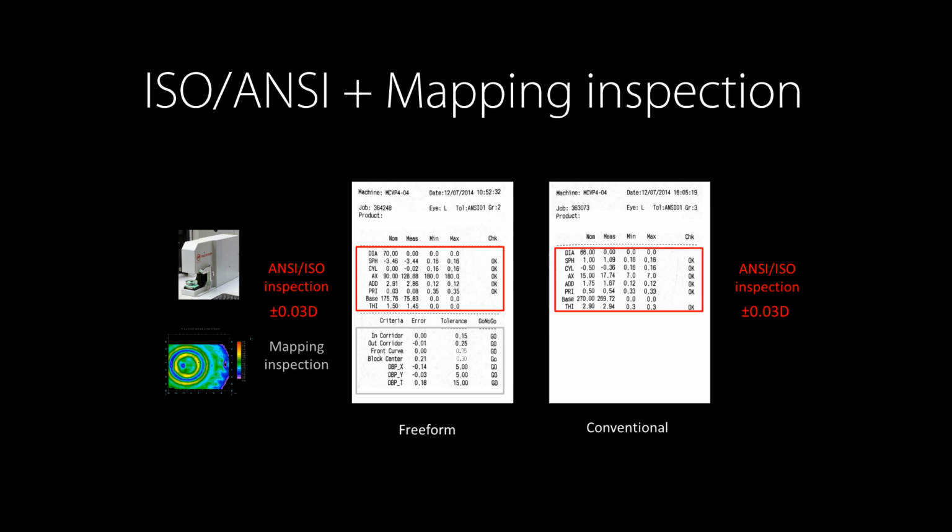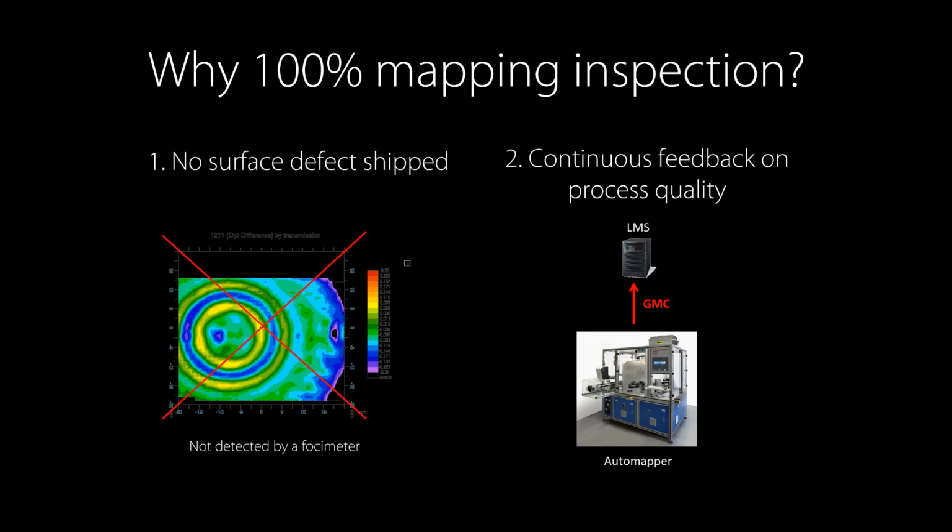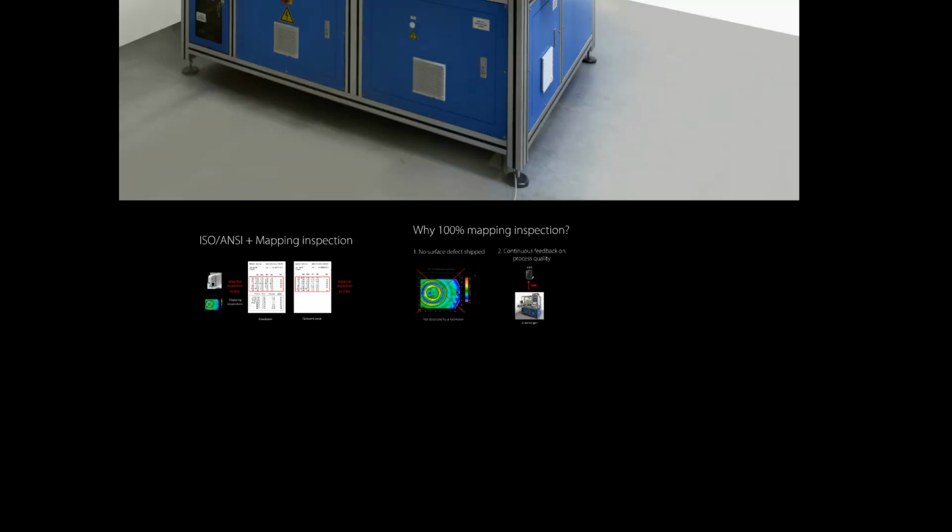But why use 100% mapping inspection? Well, let me give you 2 reasons. First, you can make sure that no surface defect is shipped to your customers. And this cannot be done with a focimeter. Second, it provides a continuous feedback on the freeform process quality. Indeed, the go-no-go values, including the GMC, can be sent to the LMS for each job. And this feedback can be analyzed using statistical process control techniques.